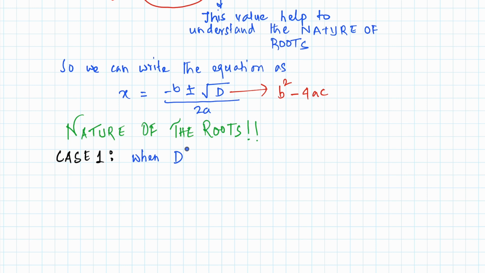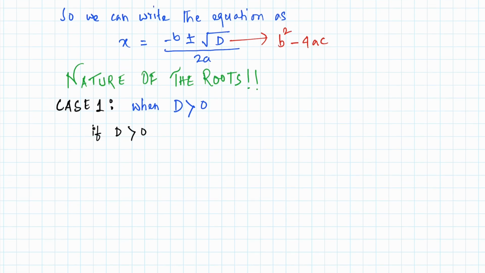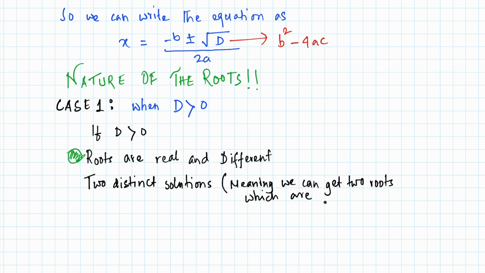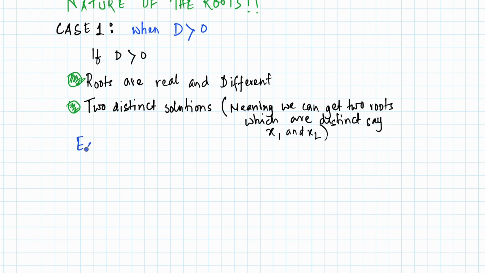Case 1, when D is greater than 0. If the value of D is greater than 0, a positive number, then the roots are real and different. Whatever roots we get for this given quadratic equation, they will be different. We will always get two roots, and they are real roots. And the second point is two distinct solutions, meaning we get two roots which are distinct, say x1 and x2. They are not the same, they will be two different roots, and they are real.